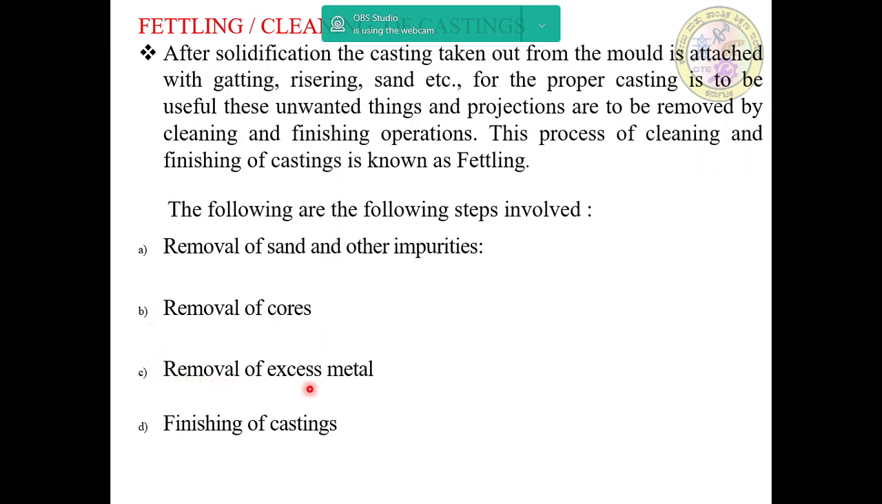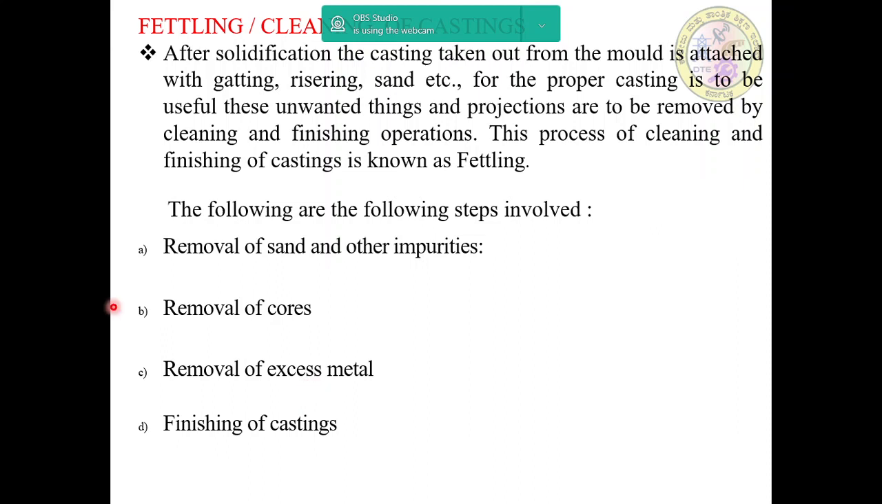Next one is removal of excess metal. This step includes removing excess metal such as fins, blisters, stems of gates and risers, and other unwanted projections from the casting. This is achieved by chipping, or by sawing, flame cutting, and then grinding and other operations.